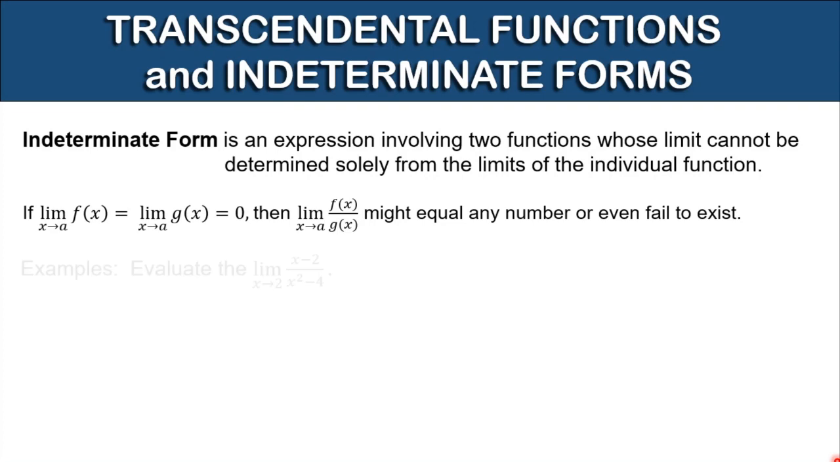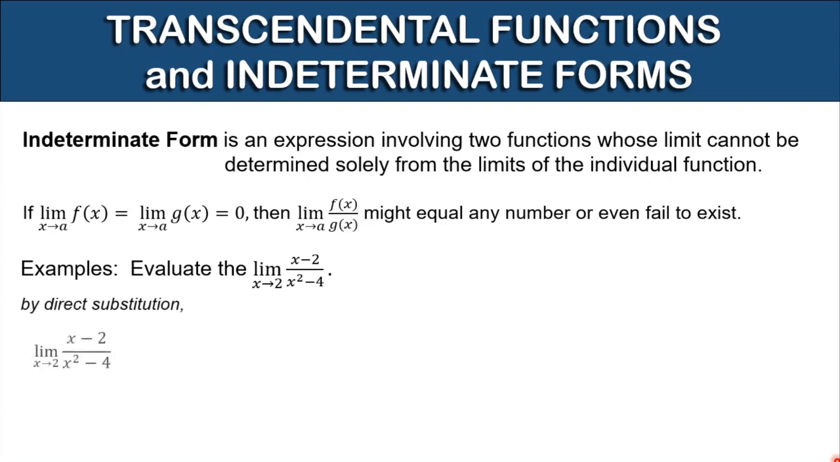Let's have an example. Evaluate the limit of x minus 2 all over x squared minus 4 as x approaches 2. By direct substitution, we can easily determine that this function does not exist or is indeterminate. So let's see. By direct substitution, we're going to have 2 minus 2 in the numerator and 2 squared minus 4 in the denominator. Then it will yield 0 over 0, which is indeterminate.